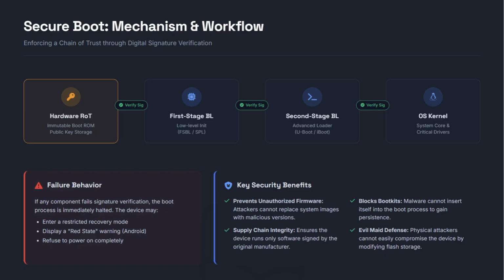If verification fails, the system will halt the boot process. Depending on the platform, the device may enter a restricted recovery mode, display a security warning, or refuse to start entirely. This strict verification process prevents unauthorized or malicious firmware from running on the device.